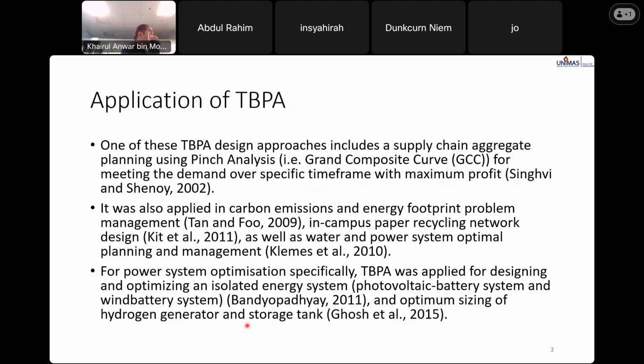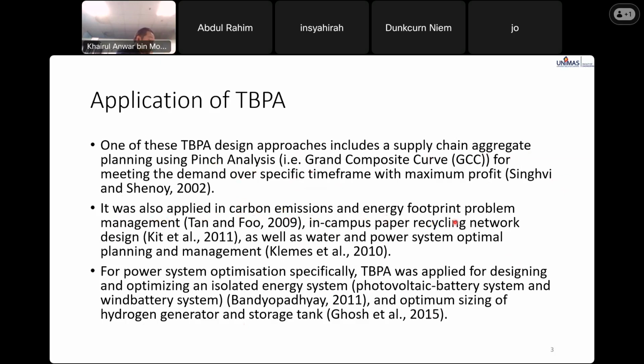Design approaches include supply chain aggregate planning using pinch analysis for meeting the demand over a specific time frame with maximum profit. It was also applied in carbon emission and energy. This is a previous example for this, TBPA, time-based pinch analysis. It was also applied in carbon emission and energy footprint problem management.